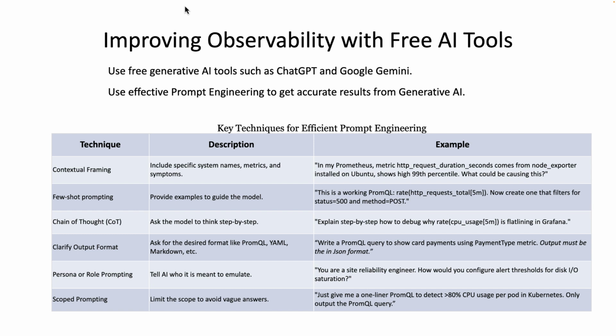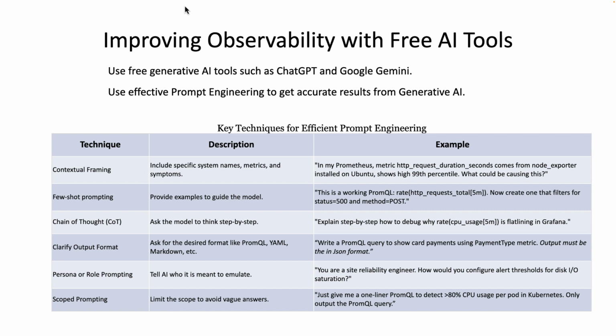The third technique is called chain of thought, which means that you ask the model to think step by step. This is very useful if you want AI to explain something to you. For example, we can say, explain step by step how to debug why a rate of CPU usage is flatlining in Grafana.